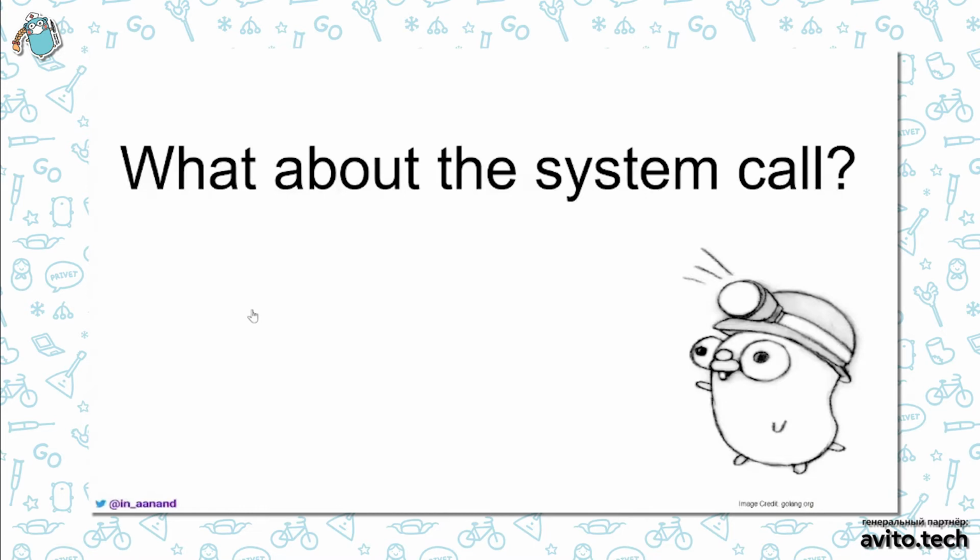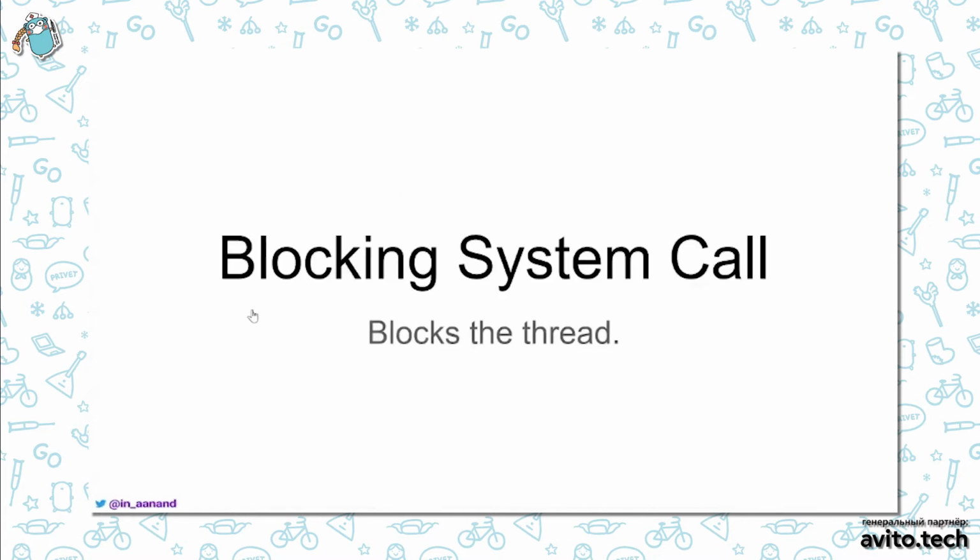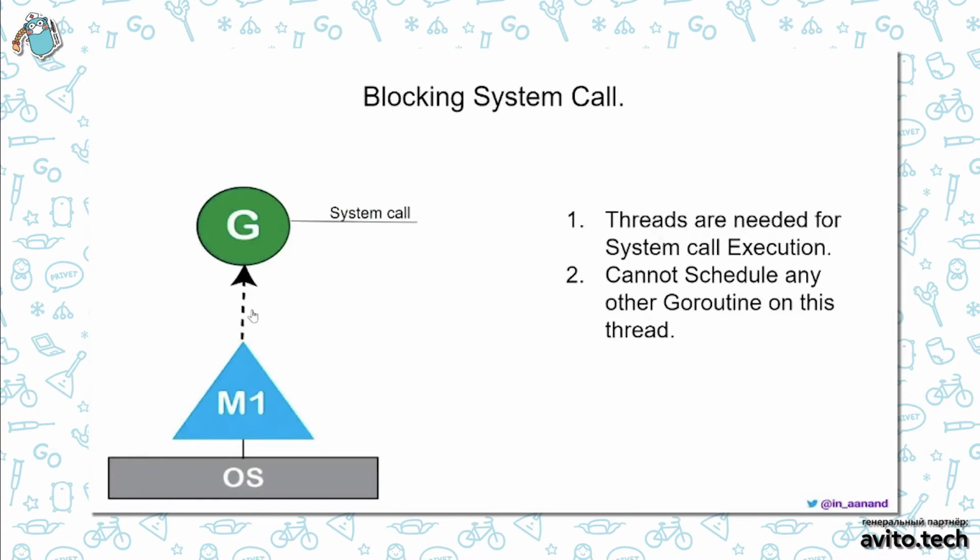What about the system call? We have two kinds of system call. Let's look into the first, the blocking system call: a system call that blocks the underlying kernel thread. So we cannot schedule any other goroutine on this thread. What happens is, because threads are needed for system call execution, when the goroutine enters into the system call, we cannot schedule any other goroutine on the M1 thread.